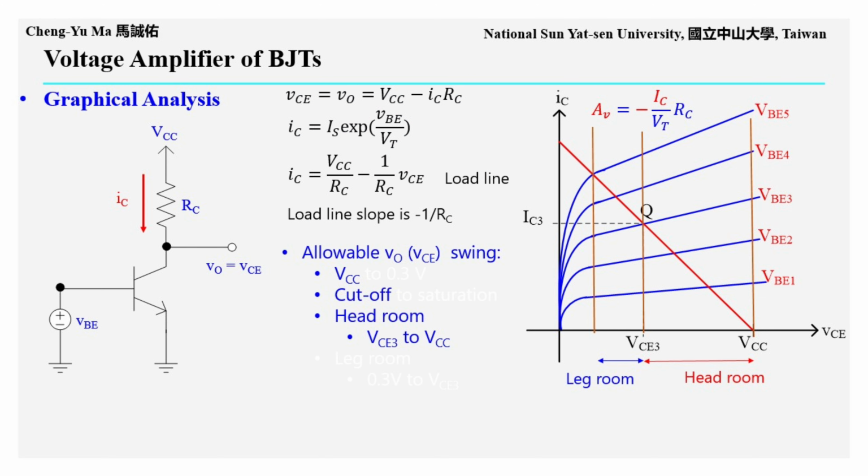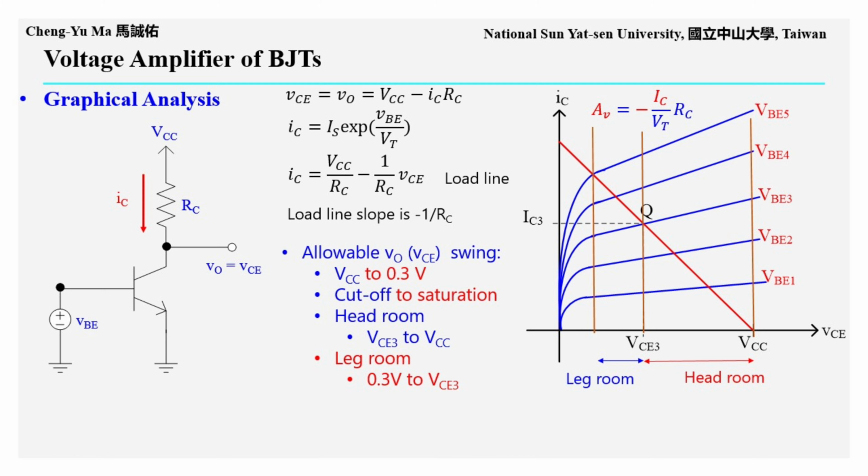From the IC versus VCE characteristic plot, we can also see that the output voltage VCE cannot exceed VCC. Therefore, when a negative VBE signal at the Q point makes VCE rise, the upper limit is VCC. The range from the DC bias point VCE3 to the limit VCC is called the headroom. It represents the upper output swing allowed by this circuit. When VCE reaches VCC, IC becomes 0 amps, meaning that the BJT is in cutoff mode.